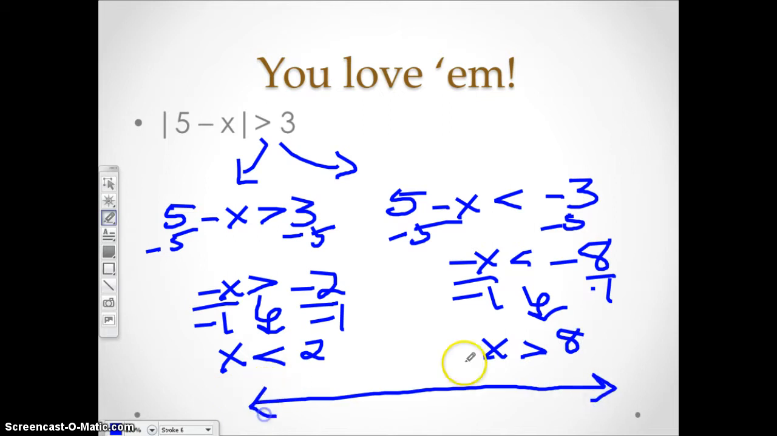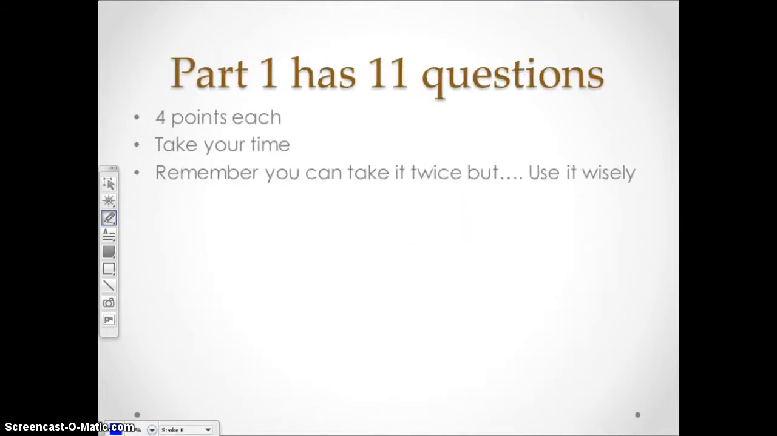We will need to graph this. 1, 2, x is less than 2. 1, 2, 3, 4, 5, 6, 7, 8. x is greater than 8. For your graph, you can place items on your test electronically by using the Insert tab up near the top right and then clicking on Shape, or you can do it by hand and scan in your results.